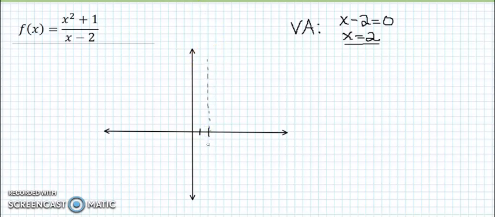at x equals 2. I'm sorry, my family's kind of loud in the background. Like obnoxiously loud. Okay, vertical asymptote at x equals 2.